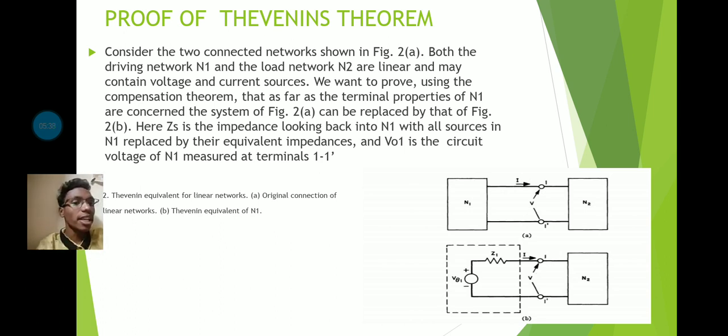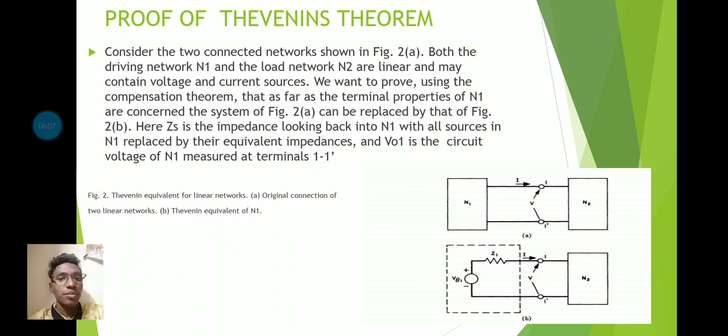In fig 1a, N1 is replaced by Z, as we can see in fig b. Here Zs is the impedance looking back into N1 with all sources in N1 replaced by their equivalent impedance. Voltage V1 is the open circuit voltage of N1 measured at terminal 1-1'. Fig 2, Thevenin's equivalent of a linear network: A is the original connection of two linear networks, B is the Thevenin's equivalent of N1.